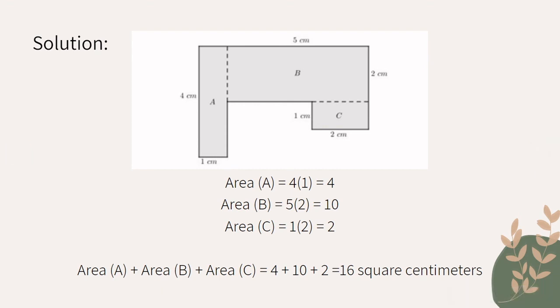For example, in this figure, we can subdivide the region into three rectangles A, B, and C. Area A is equal to 4 times 1, and that is equal to 4. Area B is 5 times 2, and that is 10. Area C is 1 times 2, and that is 2. Add it all together, and the area of the given plane region is 16 square centimeters.